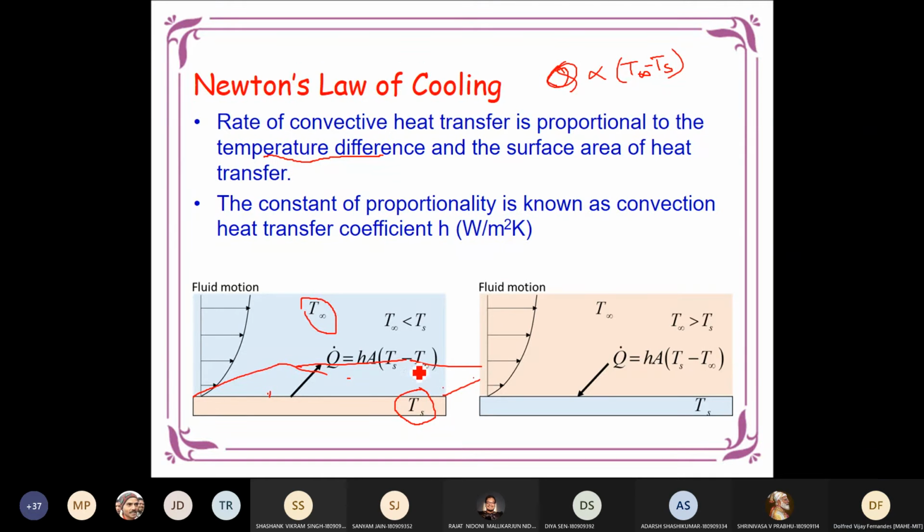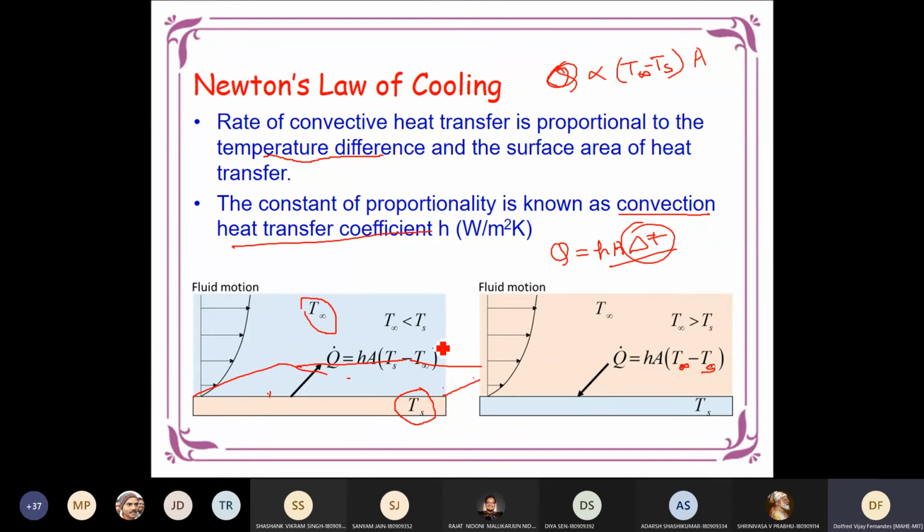And the constant of proportionality is known as the convection heat transfer coefficient, h. So Q equals h A delta T. Okay, so delta T can be T. Here I think I made a mistake. So this would be T infinity minus Ts.